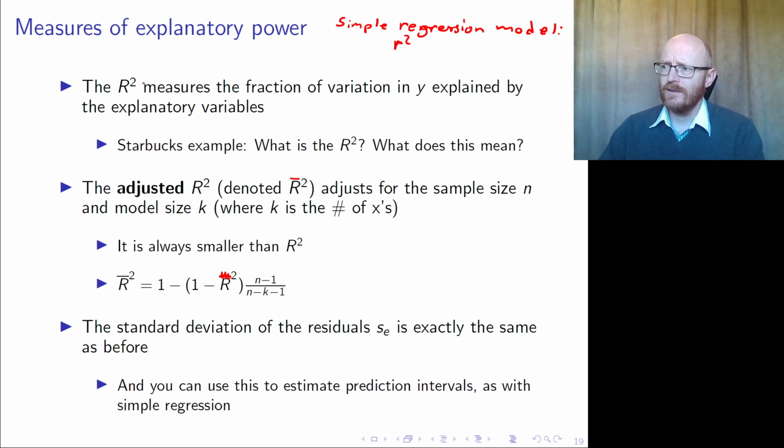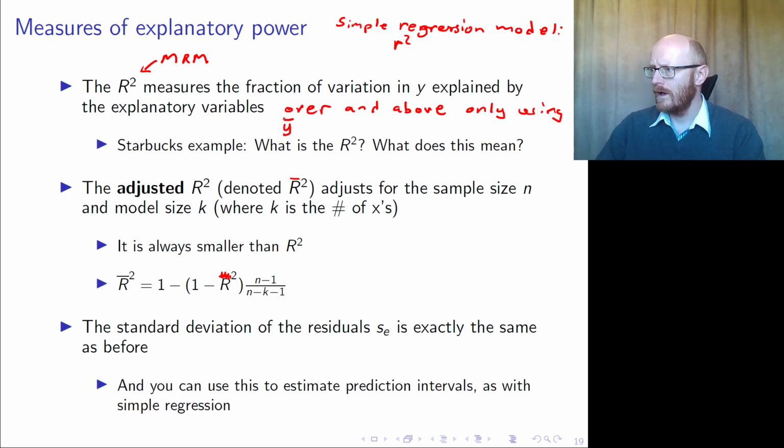Okay, and the capital R squared, which we use in the multiple regression model, measures the fraction of variation in y explained by the explanatory variables. It's actually over and above only using y bar, the average of y, as a forecast.